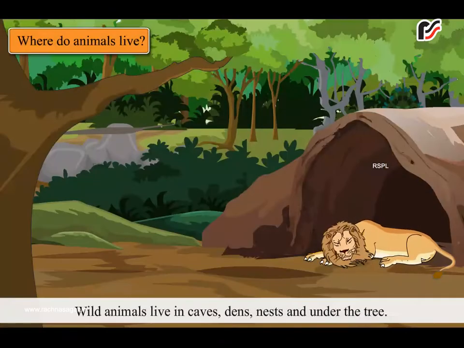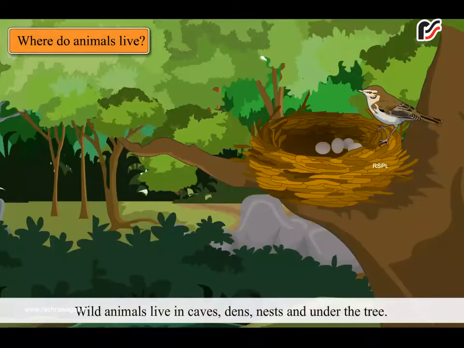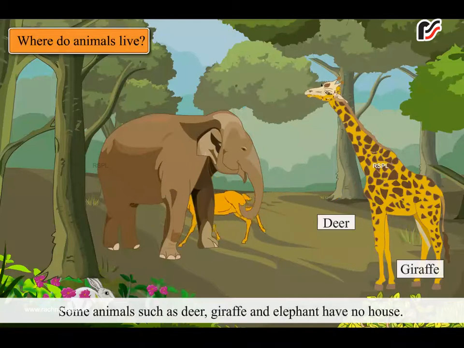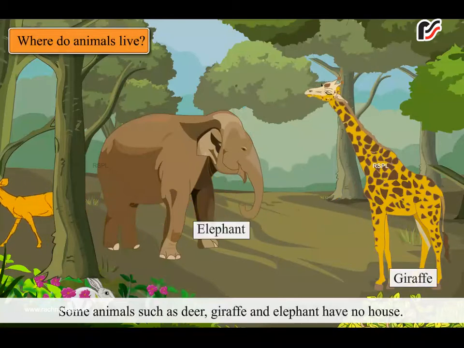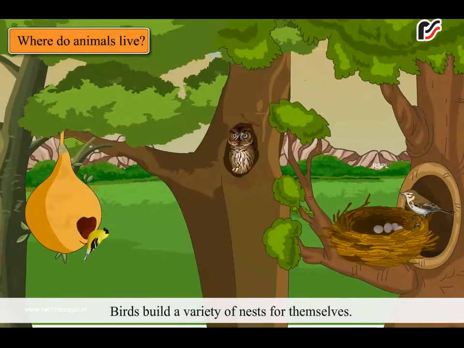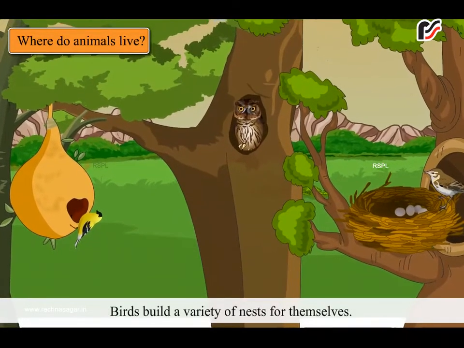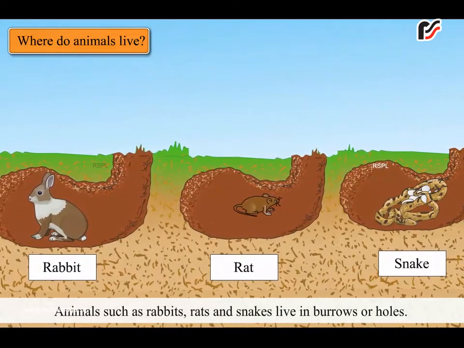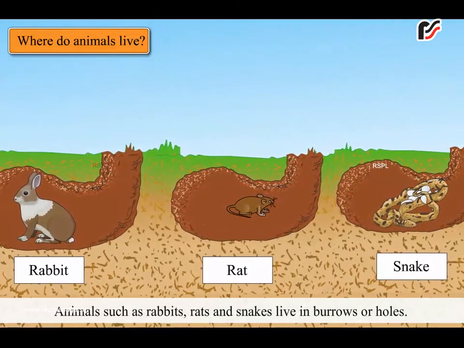Wild animals live in caves, dens, nests, and under the tree. Some animals such as deer, giraffe, and elephant have no house. They just wander in the forest. Birds build a variety of nests for themselves. Animals such as rabbits, rats, and snakes live in burrows or holes.